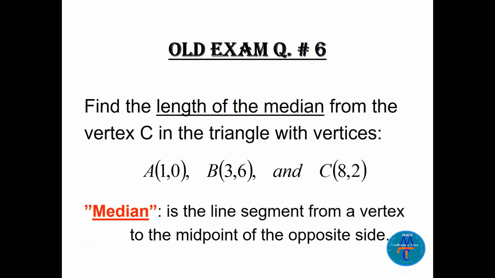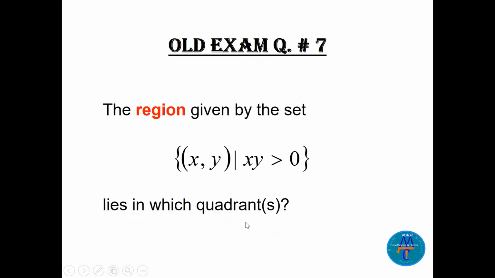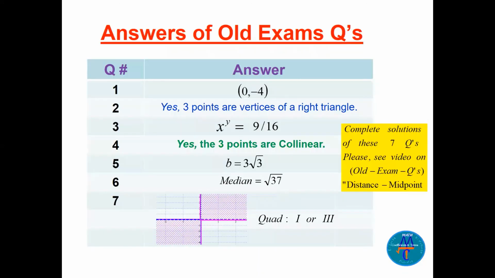This is all the exam question number 6. Find the median. I give you the definition of the median. What is a median? And then all the exam question number 7. Sketch this region and tell me which quadrants. And then here I put the answers. Now that's the first surprise. So I put the answer only for question number 1, 2, 3, 4, 5, 6, and 7.